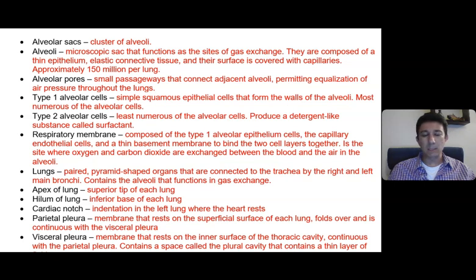And it's the capillaries that are functioning, along with the air that's in the alveoli, to exchange gases like oxygen and carbon dioxide. There's millions of alveoli per lung, approximately 150 million per lung. So these are extremely small, extremely microscopic structures that have a huge surface area.